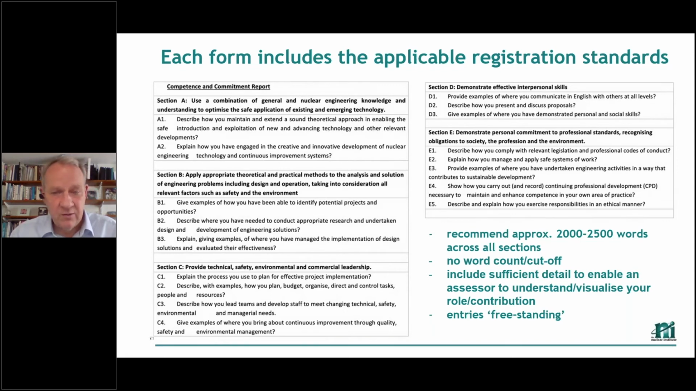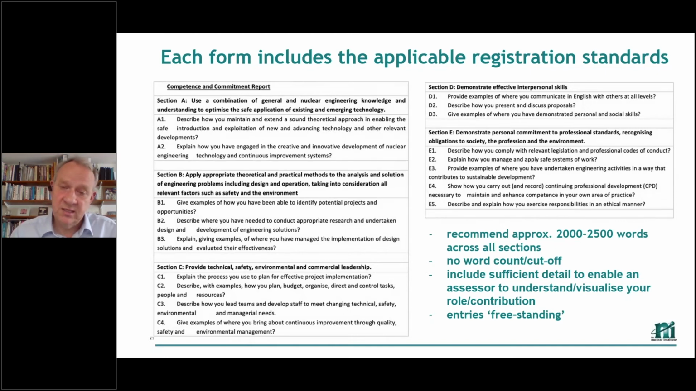We recommend around 2,000 to 2,500 words across all the sections, but it is just a recommendation. There is no word count, there's no cutoff. We ask you to bear in mind the assessors that have to read through the applications. But if you are compiling an application, it's important to remember to include sufficient detail that the third-party assessor will be able to read into that and understand, if you like, visualize what your role and your contribution has been in the situations you're outlining.